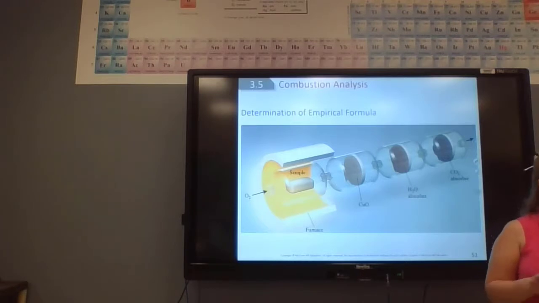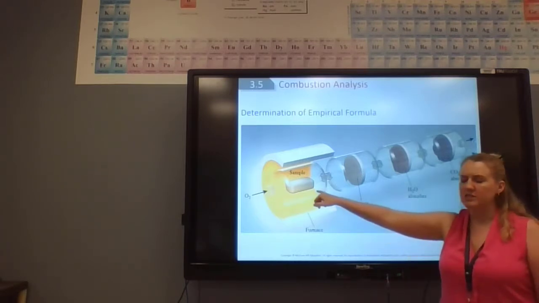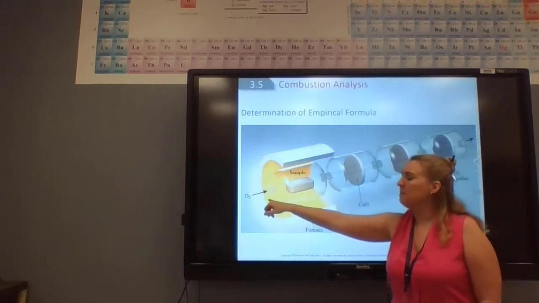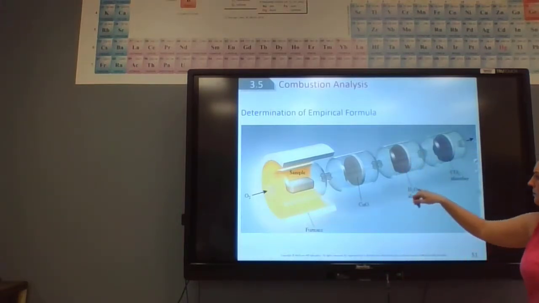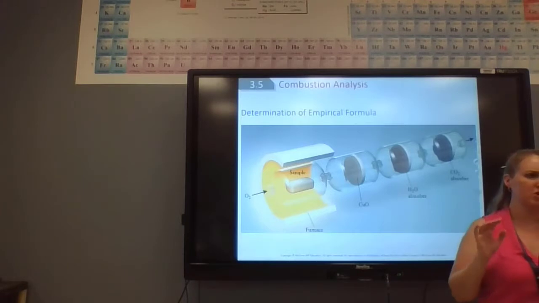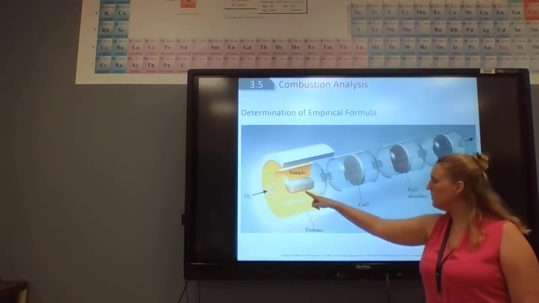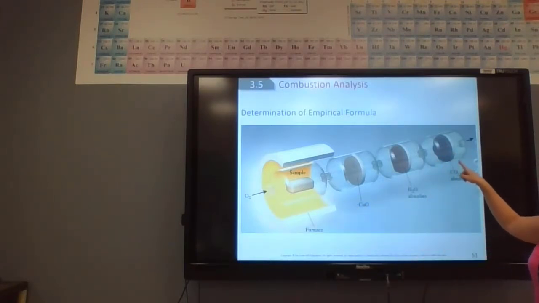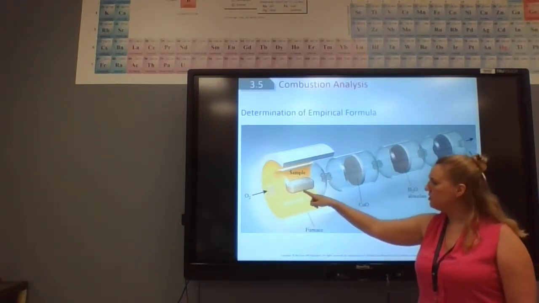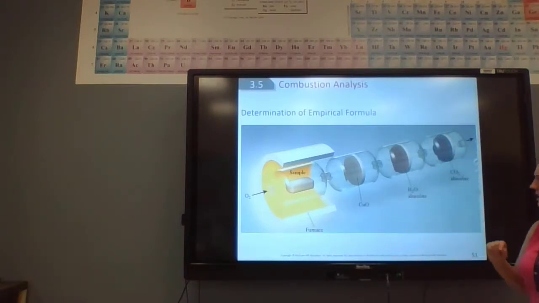Now oxygen is a little bit tricky because oxygen is in everything. It's potentially in the sample, may not be, but it's being pumped in the inlet here, and it ends up both in water and carbon dioxide. So I'll show you a little bit how to get to how much oxygen there is. But every gram of carbon that was in my sample ends up in the carbon dioxide. Every gram of hydrogen that was in my sample ends up in the water.